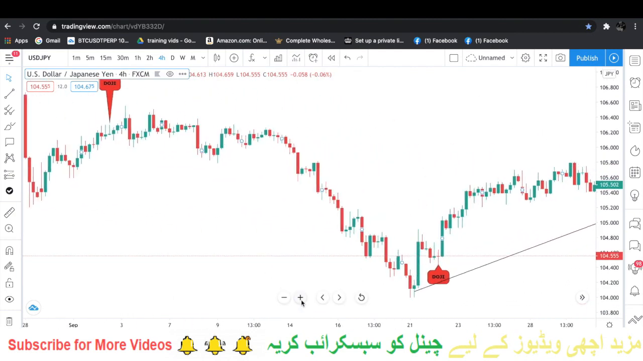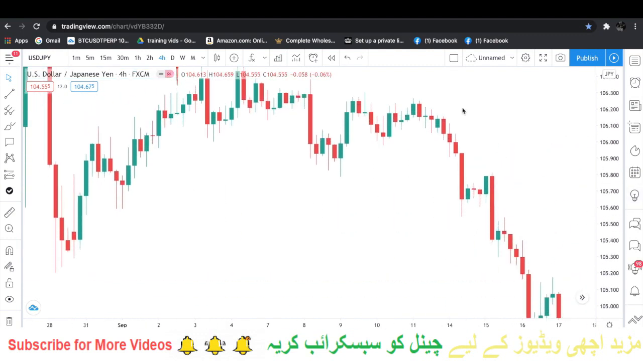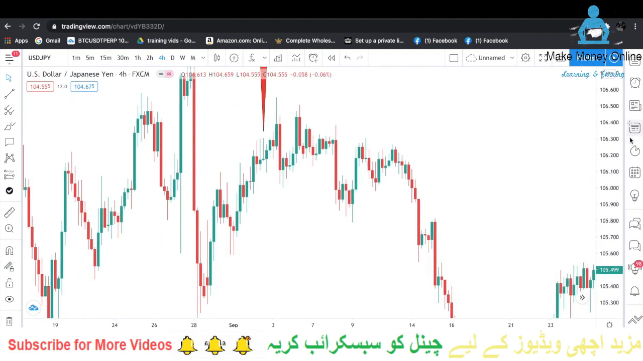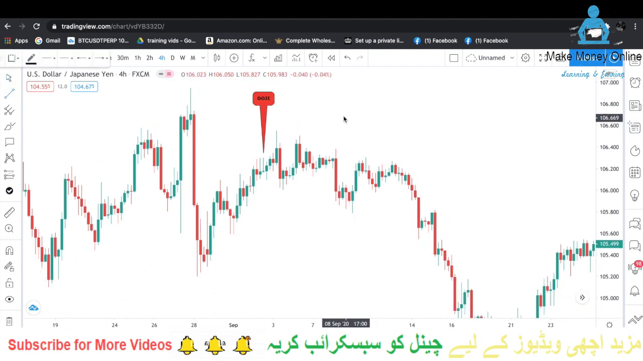Here we have a gravestone doji. This is the gravestone doji. What does this indicate? A possible trend reversal. And you can see the price dropped afterwards.